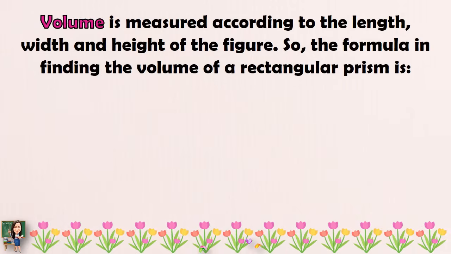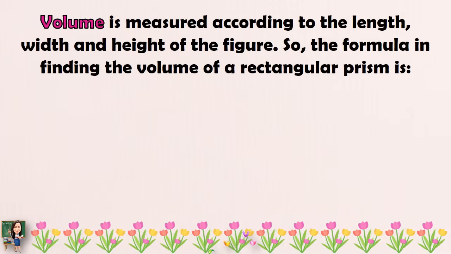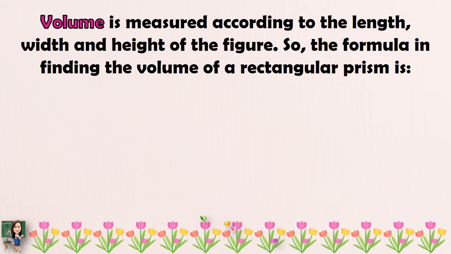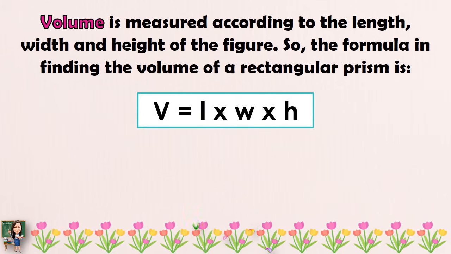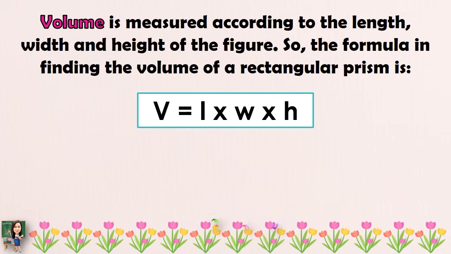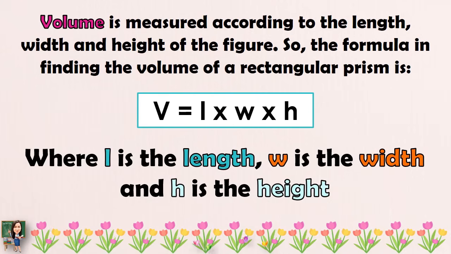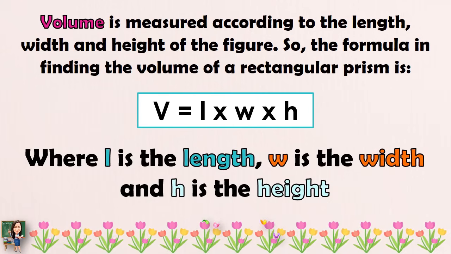Volume is measured according to the length, width, and height of the figure. So the formula in finding the volume of a rectangular prism is volume equals length times width times height, where L is the length, W is the width, and H is the height.